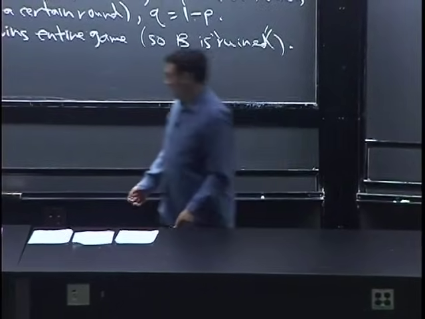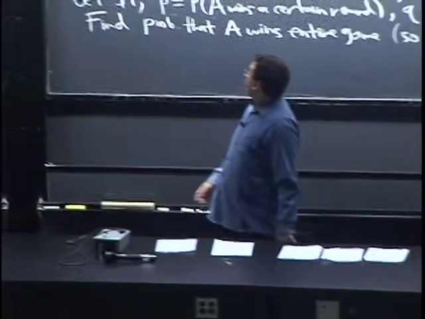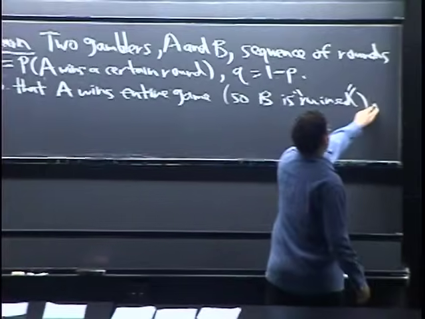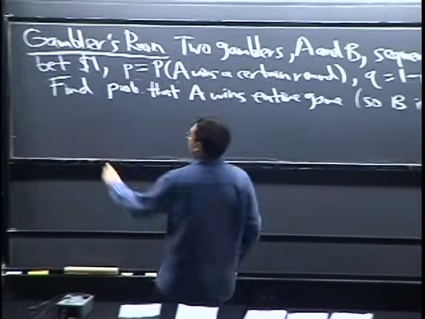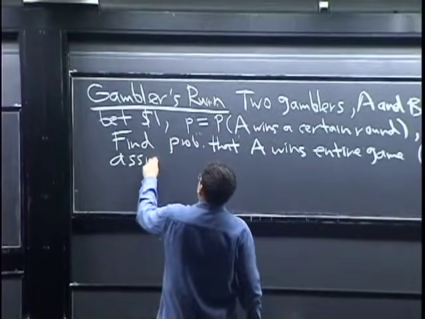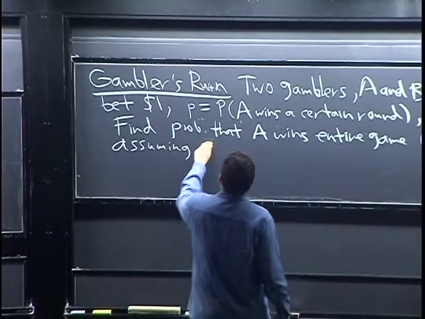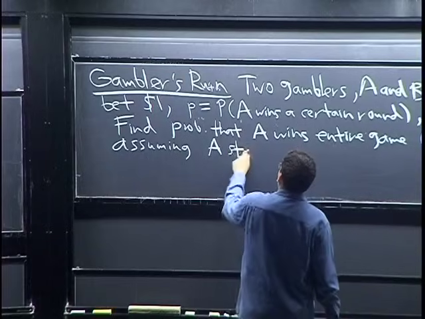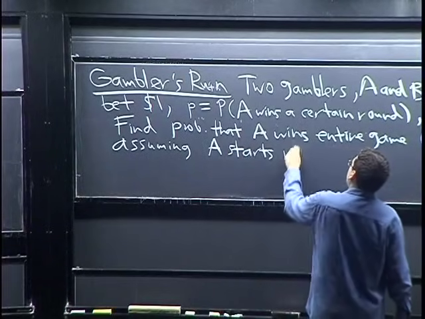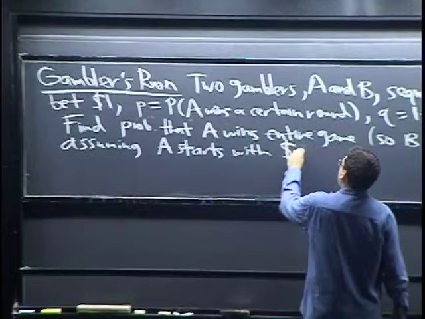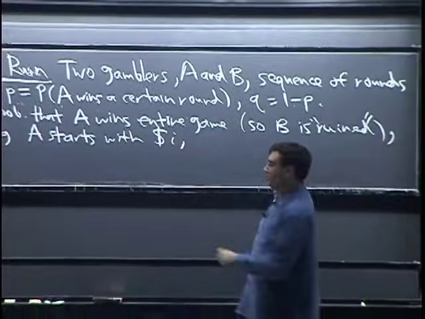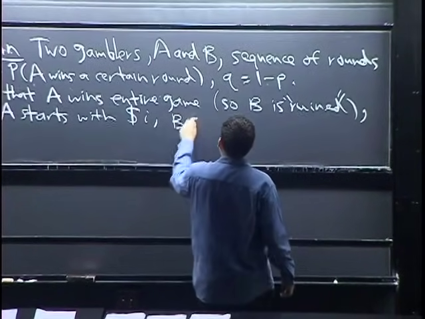Ruined means bankruptcy. Now, we need to assume the initial conditions: assuming that A starts with i dollars and B starts with n minus i dollars.